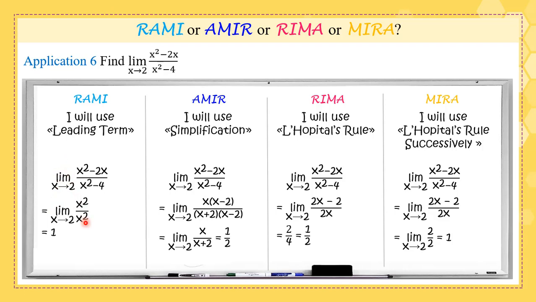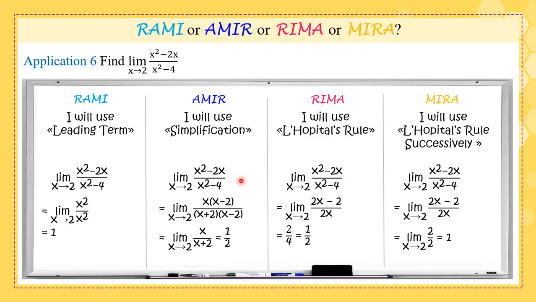Now, the question here is, when do we use the simplification method? Now, we can use the simplification method if x tends to a certain point. And in this case, x tends to 2. But we have also another condition, which is the limit should lead to one of the indeterminate forms. And in this case, if x tends to 2 and we substitute 2 here, we get 4 minus 4, which is 0, over 4 minus 4, which is 0. So this limit by substitution leads to 0 over 0.